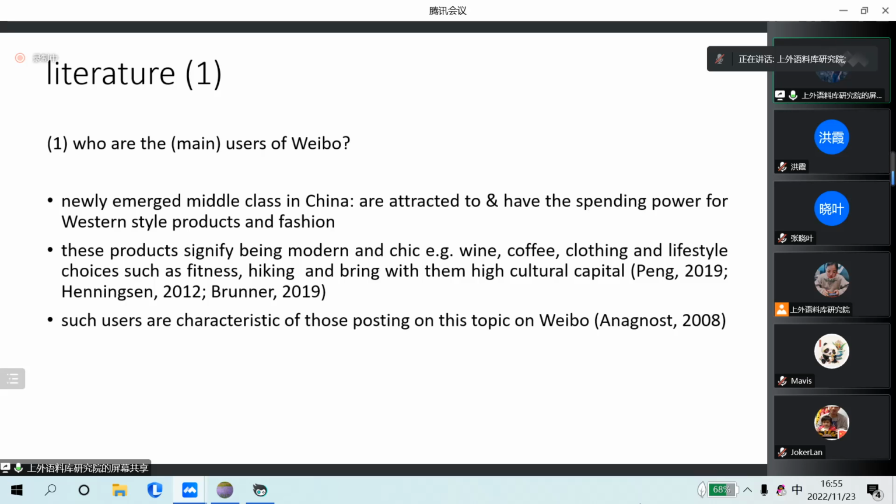There you go. The products signify being modern and chic, such as wine, coffee, clothing, lifestyle choices, such as fitness or hiking. And mentioning these by these influencers shows that they have high cultural capital. So the users are characteristic of those posting on this topic on Weibo, I found, because that is exactly one of the things I noticed in the data.